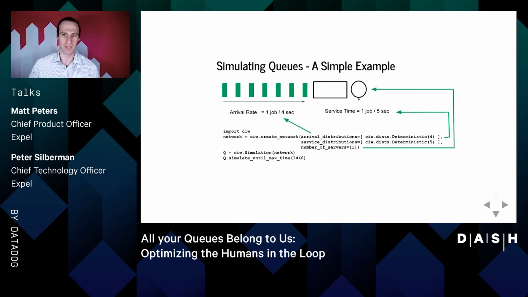And for our talk and upcoming slides and simulations we'll walk you through, we're actually going to use historical alert arrival rates Expel observed across all our customers for the past year. So it'll be pretty accurate and pretty realistic.